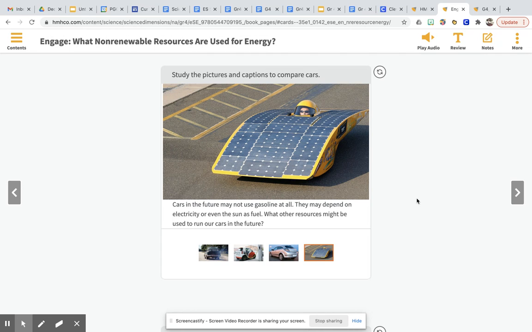And so when I look at this car, what I actually think about is, and I don't know if you guys have ever noticed them, but sometimes when you ride through neighborhoods, on the top of houses, you'll see these big black things. And those big black things are solar panels. And houses that have solar panels use the sun's energy in order to run some of the things that would normally be electric in their houses. And this car actually looks like a solar panel. And so what I want you to pause and think about right now is what other resources might be used to run cars in the future.